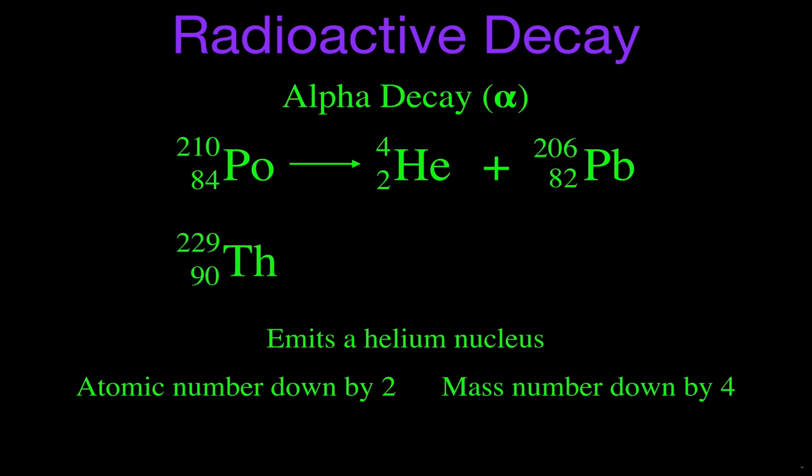Okay, next one, a little quicker, thorium-229. Same thing, helium comes out, and we go down by 2 on our atomic number, down by 4 on our mass number, and that's element 88, which is radium. So thorium-229 will decay into radium-225, okay? That's all there is for alpha decay. The next one we'll do is beta.